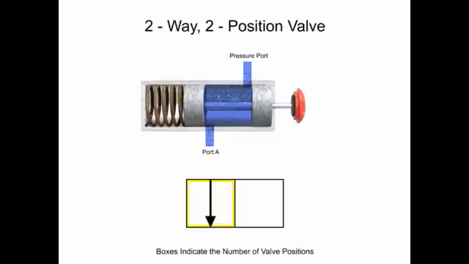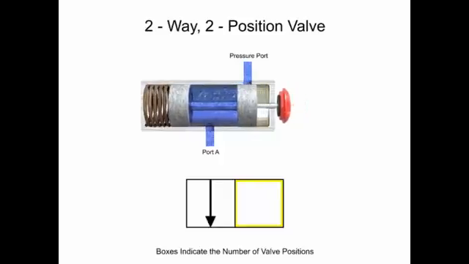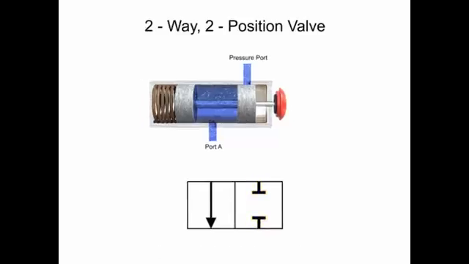A T indicates that a port, or way, is blocked or closed. This valve's first position has no ports blocked, but its second position blocks both. The second box corresponds to the second position of the valve. Therefore, 2 T's are added to illustrate the lack of fluid flow in the second position.